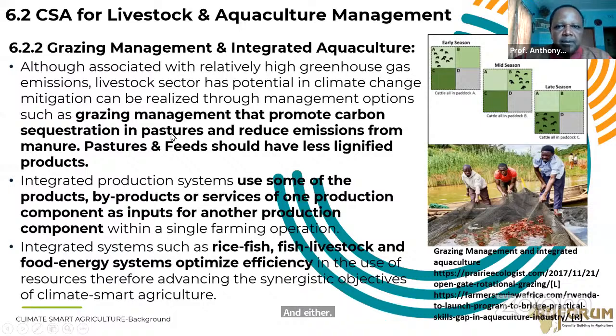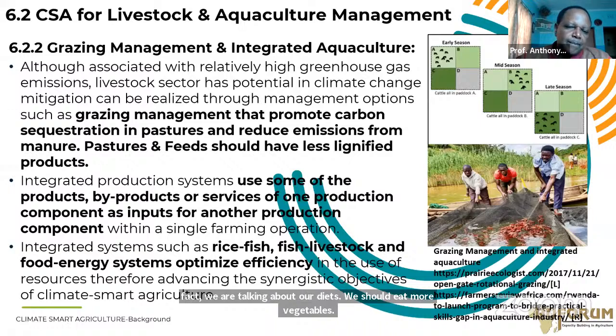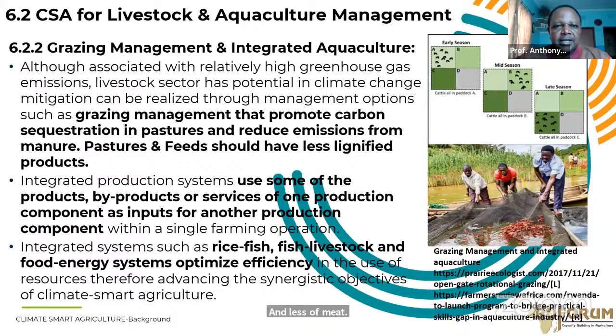Of course, I belabored the issues of the type of pasture, avoid having them overgrown. In fact, we are talking about our diets. We should eat more vegetables and less meat. There's a lot of debate. In Kenya, we are great meat eaters, and so we end up being sick because of that. But you can eat white meat. Fish is what I eat nowadays. As I'm growing a bit older, white meat is considered to be better than red meat.